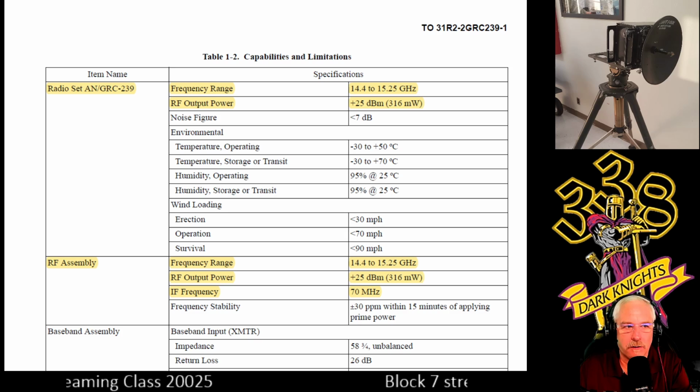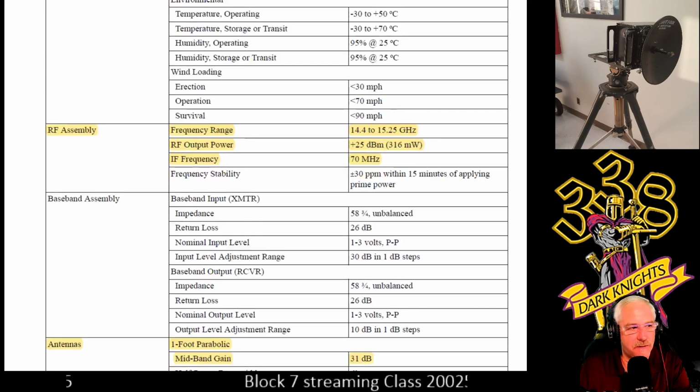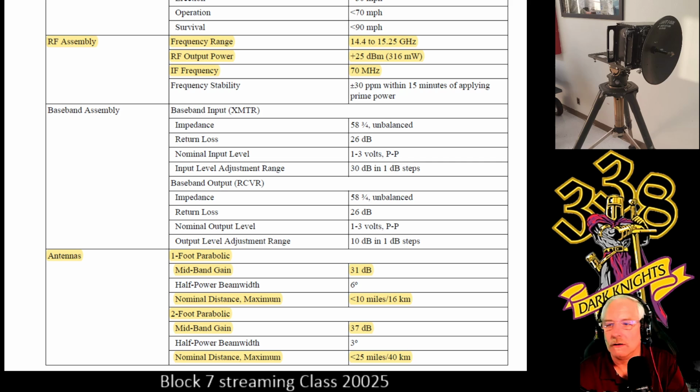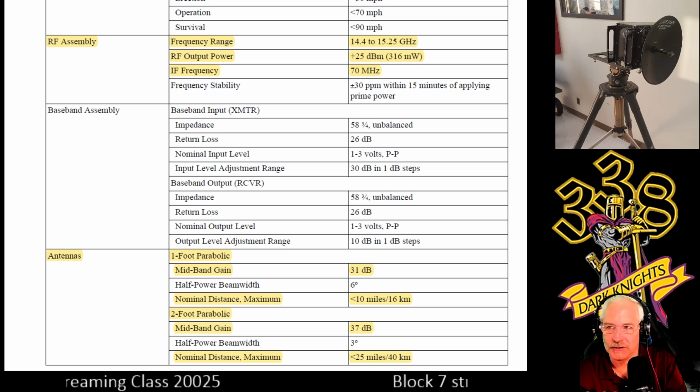The RF power is 25 dBm or 316 milliwatts. The RF assembly, same thing. Difference is it just gives you an IF frequency of 70 megahertz. And then it shows you the antennas. Now, I want to be very clear on this. The RF output of the RF assembly is plus 25 dBm. When you put the 1 foot dish, it goes from 25 to 31. That's a 6 dB of gain.